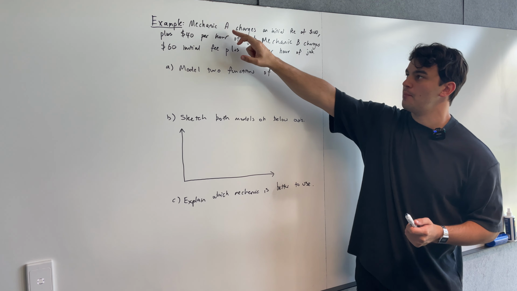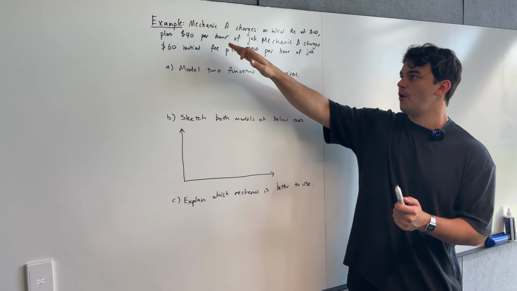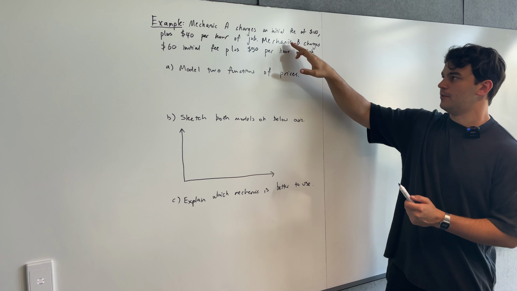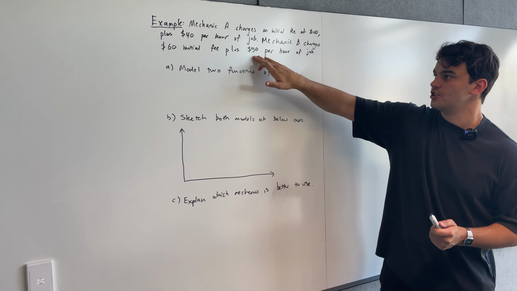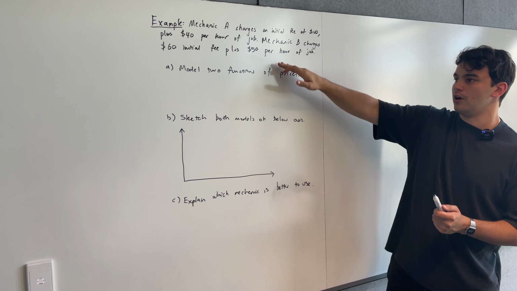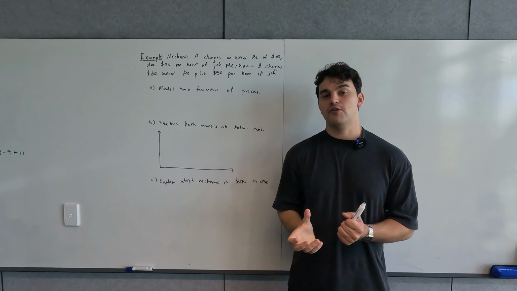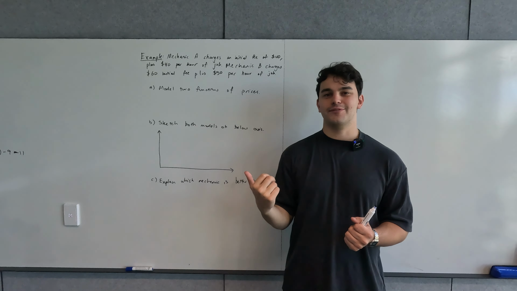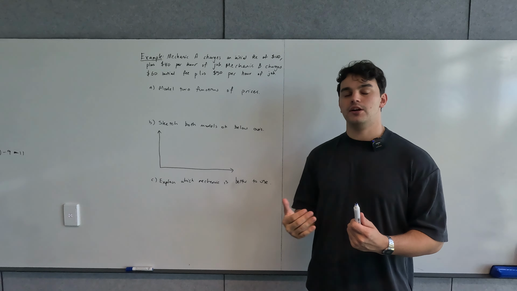So in the example, we have a mechanic A, which charges an initial fee of $100 plus $40 per hour of job. And then we have a mechanic B, so a separate mechanic. They charge a different initial fee of $60, but they charge a higher variable rate. I'll explain it as $50 per hour of the job. So what you can see is that we have a varying initial rate and a varying variable rate, I guess we could call it. And that's going to change the value of the job depending on how long it is.